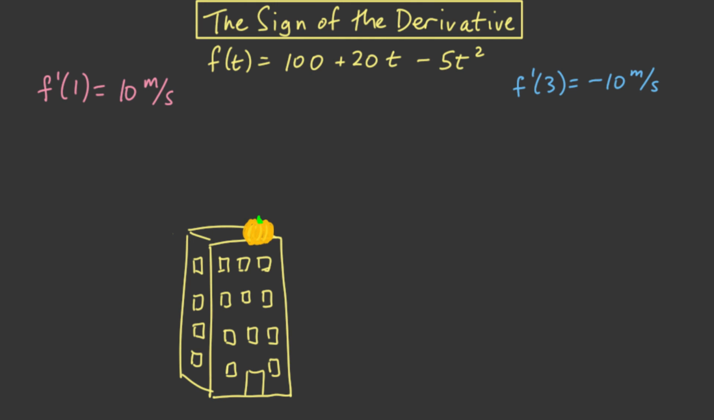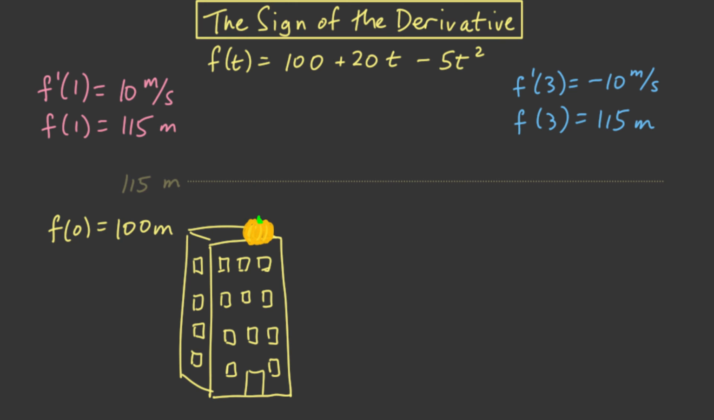Well, let's think about where this pumpkin has been, where its position has been. At time t equals 0, we have that f(0) is 100 meters. So that's the height of the building. That's where the pumpkin starts. And we also calculated in the last video that f(1) was 115 meters, and f(3) was also equal to 115 meters. So if we think about it, we can figure out what's going on.